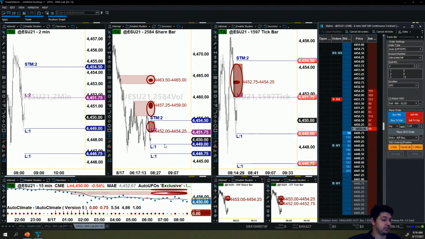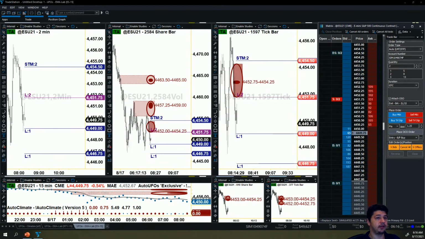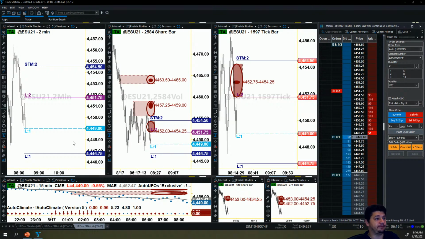Actually, I just want to make sure that I did put that right. 44.54.5 minus 44.51.75, so it's 2.75 minus 44.51.75. Should be at 44.49. That's right. Okay, so we do have that right. So if I was trading this by myself, I would have been on this trade at market price. Just kind of clarifying that. And that, right there, is T1.